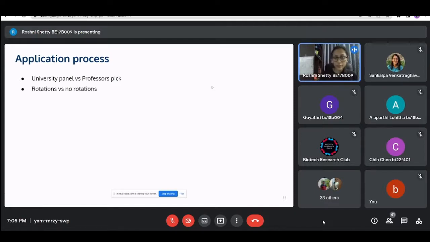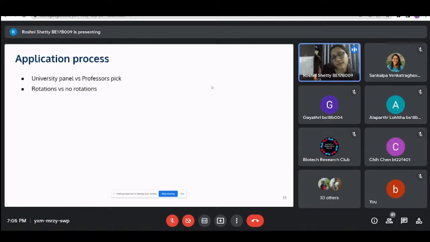Next is going for rotations versus no rotations. So generally when they have a university panel, they have rotations. So rotations are really nice in one way that you can explore, say, 3 to 4 labs before choosing your major professor. And I think in European universities, they don't have any rotations, or maybe the number of universities that offer rotations are very limited. Whereas in US schools, they do offer a lot of rotation opportunities.